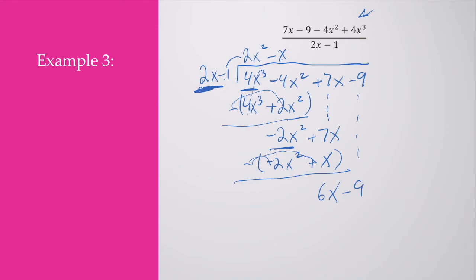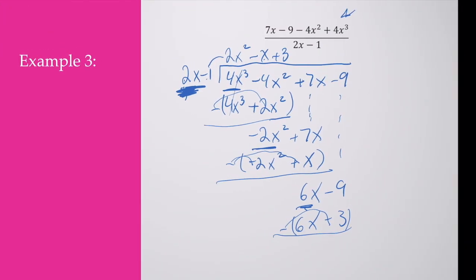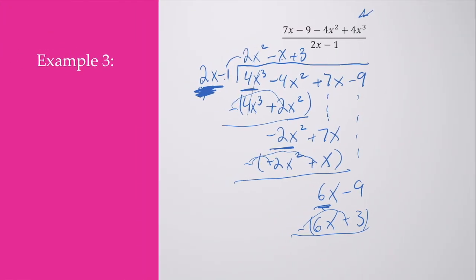7x minus x is 6x minus 9. What do I multiply 2x by to make it look like 6x? The answer is 3. 3 times 2x is 6x. 3 times negative 1 is a negative 3. We're going to go ahead and subtract, which means I'm adding 3. Negative 9 plus 3 is negative 6. So I have 2x squared minus x plus 3, and my remainder is a negative 6 out of 2x minus 1.